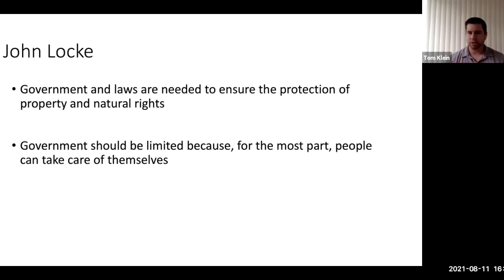All right, so let's just summarize. Hobbes believes people are bad. Therefore, we make a contract with the government to protect ourselves from other people. Locke thinks people are generally good. Therefore, we don't need the government to protect ourselves. Rather, we need the government to protect our individual rights and our right to own property.